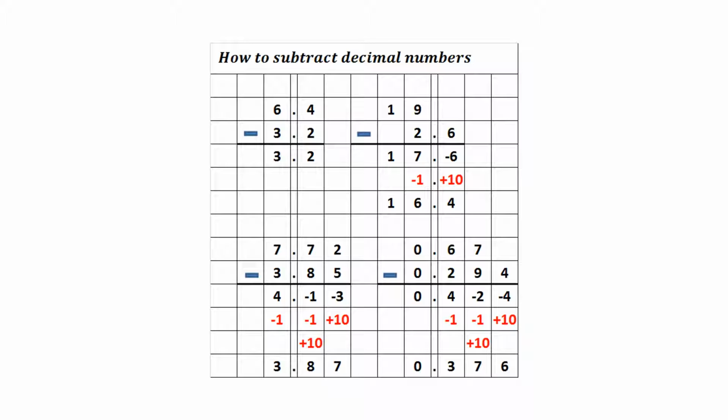How to subtract decimal numbers. Our first example is relatively simple. You have 6.4 minus 3.2. You do it digit by digit. So 4 minus 2 is 2. And 6 minus 3 is 3, so the answer is 3.2.